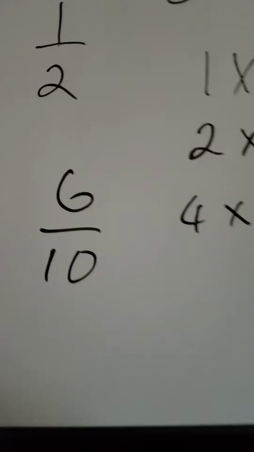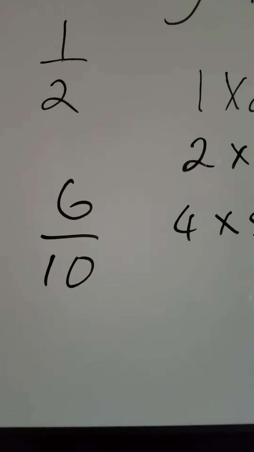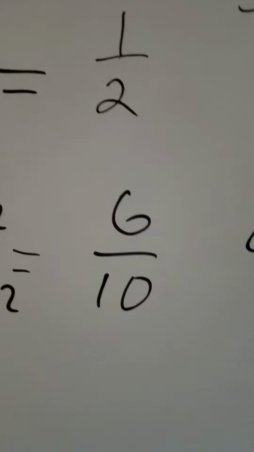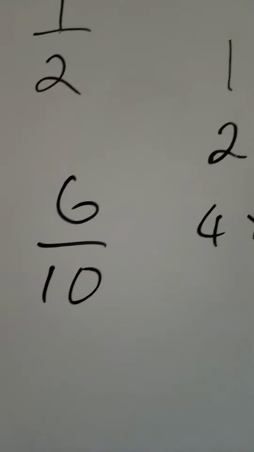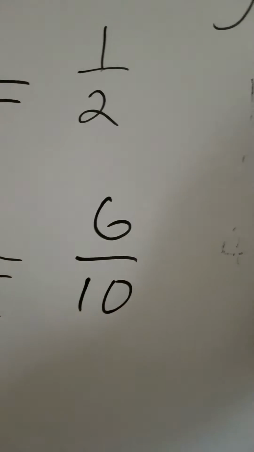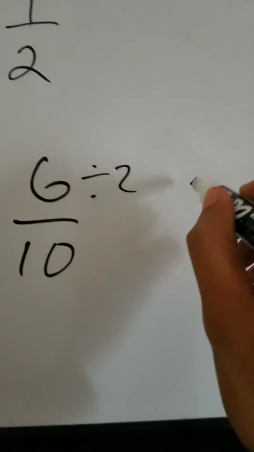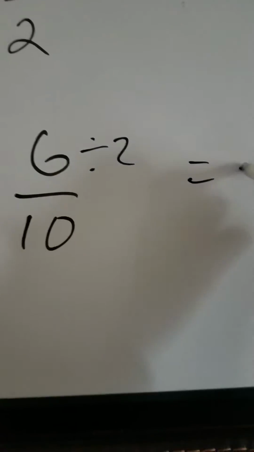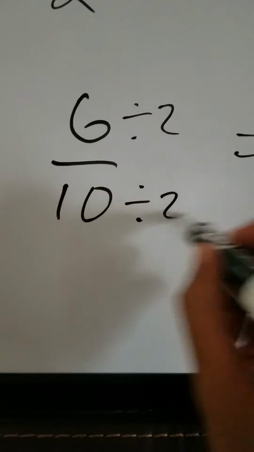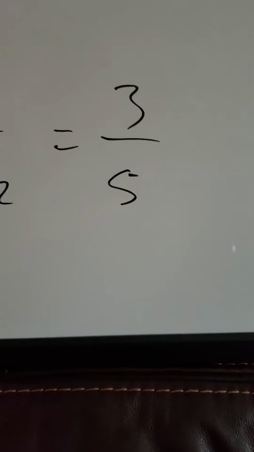Well, we could also divide 6 by 2 again, let me try and make some room so that we could see this. If we were to divide 6 by 2, then we would get 3. And we could also divide 10 by 2, and we would get 5. Question is, is this in its lowest terms?